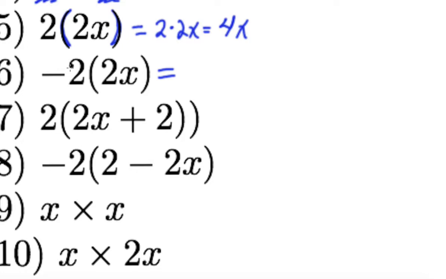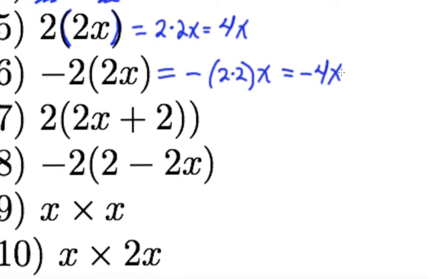Negative 4, right? So if we're looking at this problem here, you're thinking about what number is the opposite of 2 times 2 times x. That answer is the opposite of 2 times 2 times x. Well, we know 2 times 2 is 4. The opposite of that is negative 4. Whenever you see a negative sign, folks, that's just saying take the opposite.